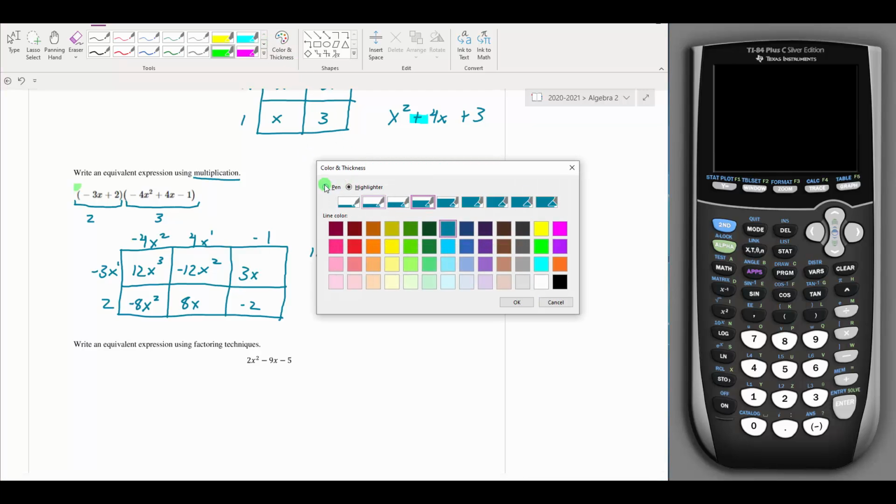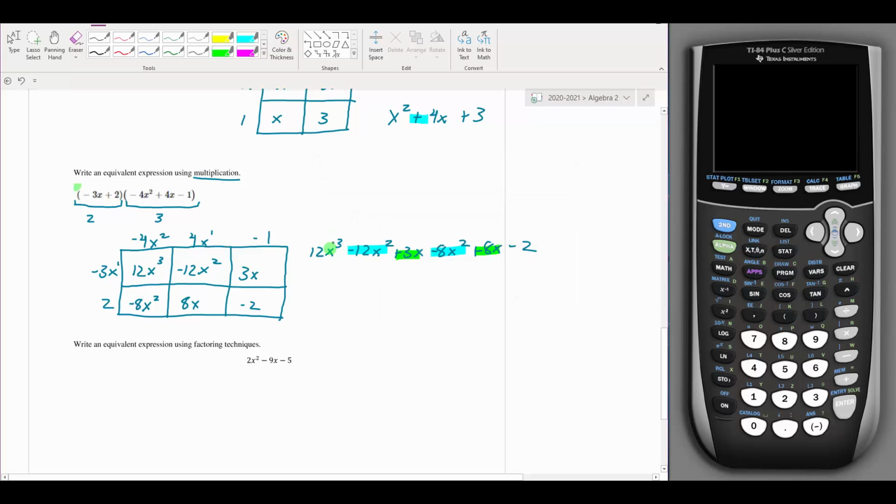Okay, so I'm going to go back to my pen here and I'm going to rewrite it with those things combined. The 12x to the third didn't combine with anything, so it's just going to be carried down. And then negative 12 and negative 8 combine to give me a negative 20x squared. Okay, so those have been combined. I got the 12x third down there, so I'm going to take care of this one next.